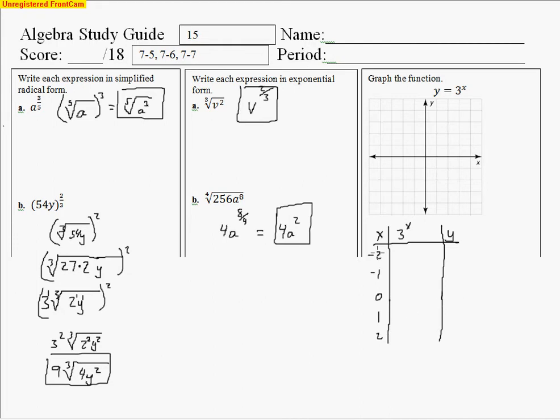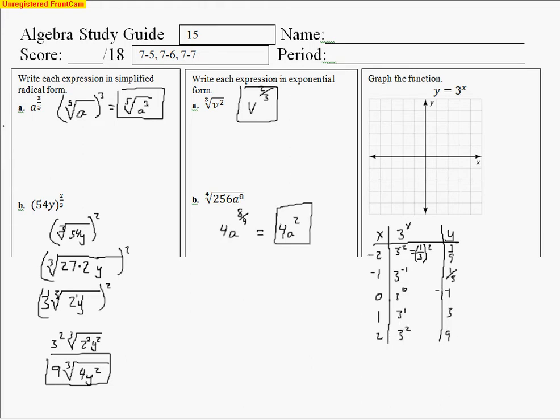And so I plug in -2 for x, and I find that, oh, I've got a negative exponent. That means I need to take the reciprocal to make it positive. So I end up with 1/9 actually. So let me go ahead and fix that. To make that positive, I have to take the reciprocal, and then I end up with 1/9. When I plug in -1, that just ends up making the reciprocal, which is 1/3. Plugging in 0 gives me 1, plugging in 1 gives me 3, and plugging in 2 gives me 9.